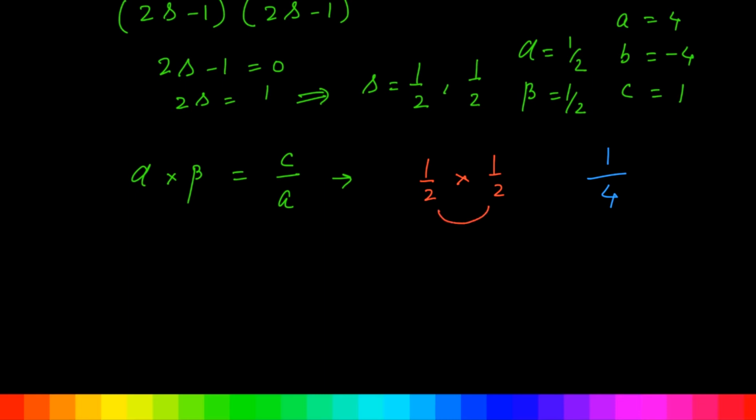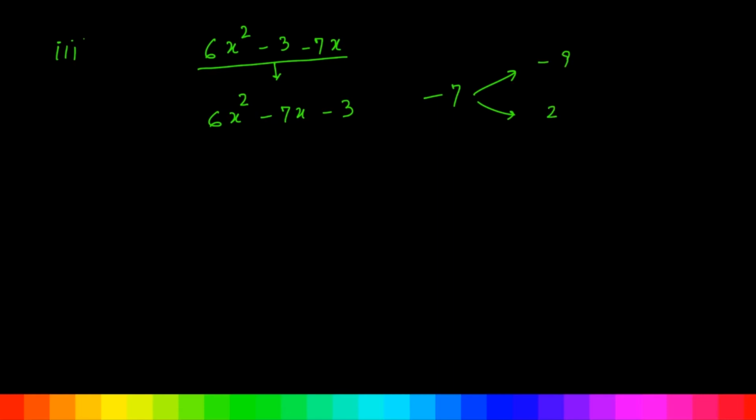On multiplication, we get 1 by 4 on the left hand side, which is equal to 1 by 4 on the right hand side. Hence, this is also verified. Part 3.